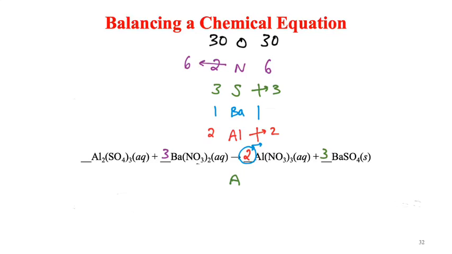So let's go the bottom direction now for our work. How many aluminums? 2 and 2. How many bariums? 3 and 3, but we said we had 1.